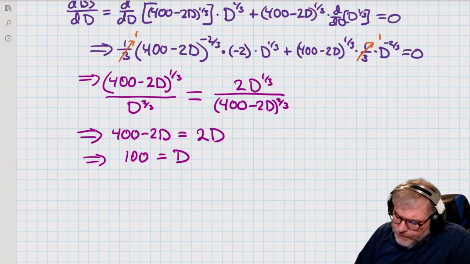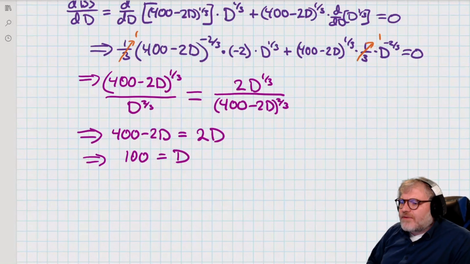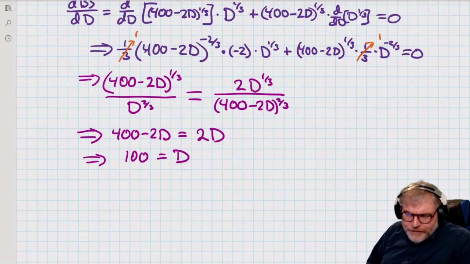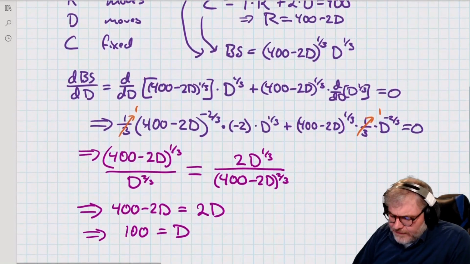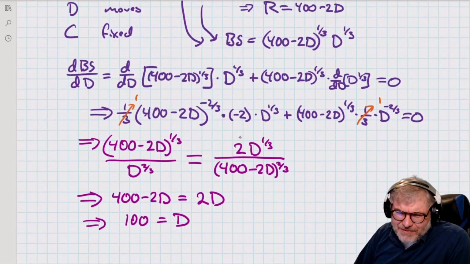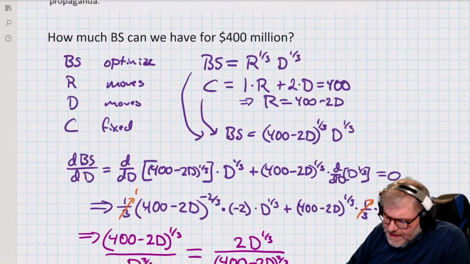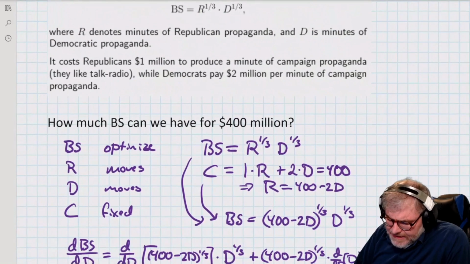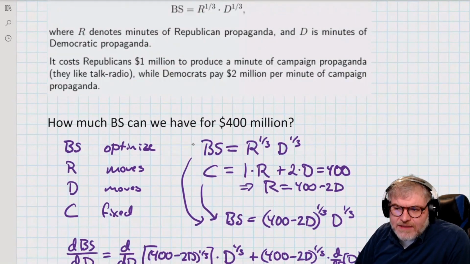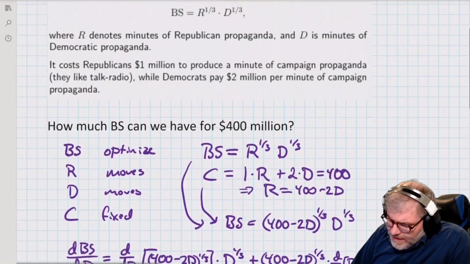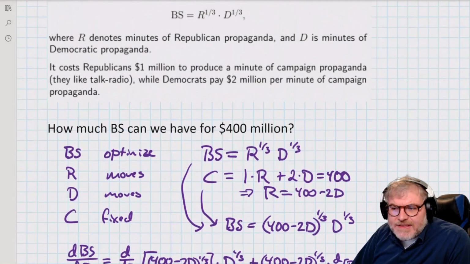Okay. So now I've got 100 equals d here. That's interesting. Now, I could do a second derivative test again, but look at that derivative. Do I really want to do a second derivative on that? No. But this thing has endpoints, right? I'm trying to maximize here. That means I could spend 0 on D and get 0 BS. Likewise, I could spend all the money on D and spend 0 on R and get 0 BS.